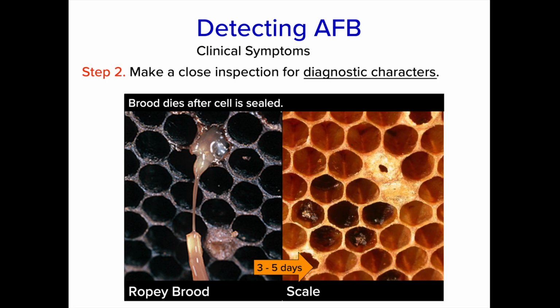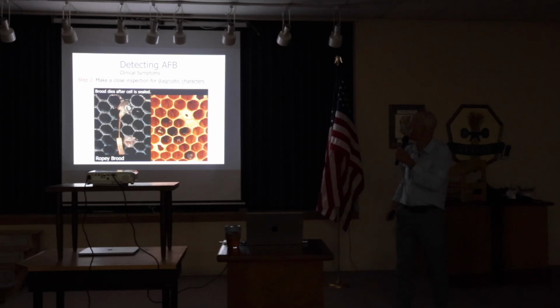The brood is always going to die after the larva is laid flat, so it's never in a C shape. It's always flat on the bottom, and it dies after the cells are sealed. This condition of the thickness is called ropiness. And that ropey cell, in about 3 to 5 days, will dry down into a scale. So the scale is a dried down ropey larva.